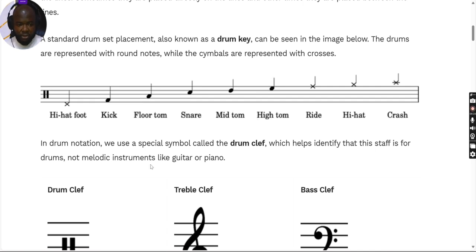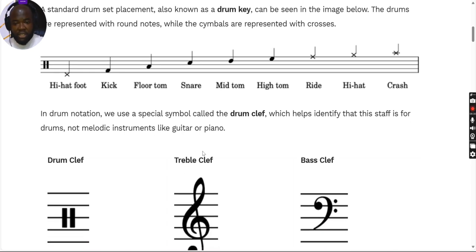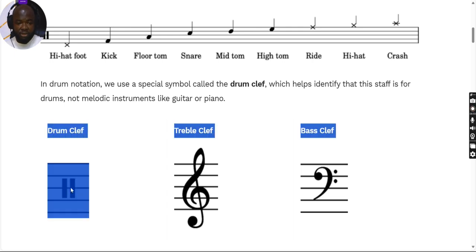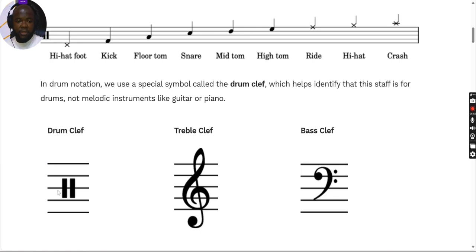In drum notation, we use a special symbol called the drum clef. Sometimes you might see a bass clef symbol, but usually when you see a symbol that looks like two blocks standing close to each other, that is drum notation. This particular symbol here is the drum clef.